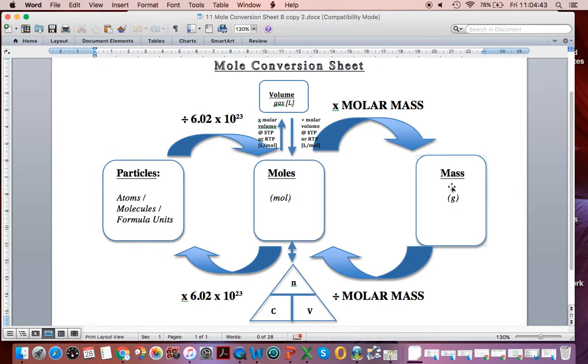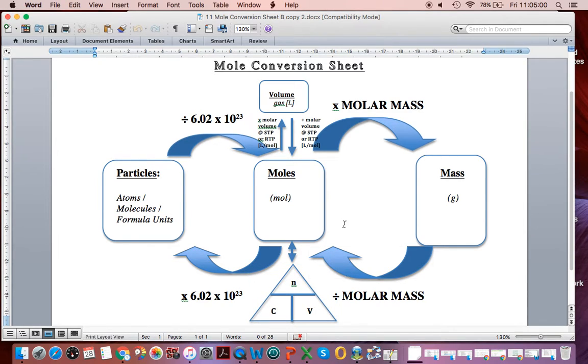The other type of molarity question, the two-parter, was if I gave you a mass and a volume, and I said, hey, what concentration do we get? So we have to go to moles first, and then solve for concentration. Or I could give you a mass and a concentration, say solve for volume. So you have to go mass to moles, and then your moles divided by concentration would give you your volume in liters.